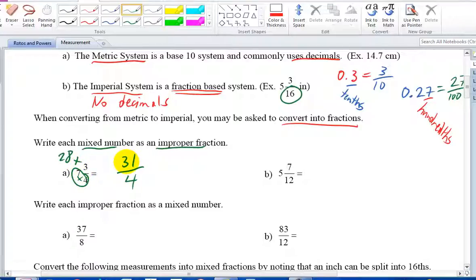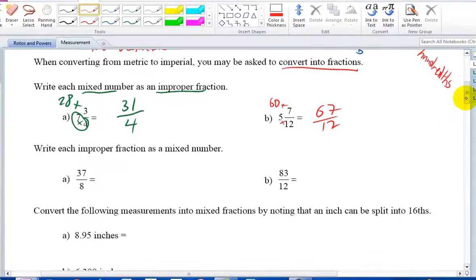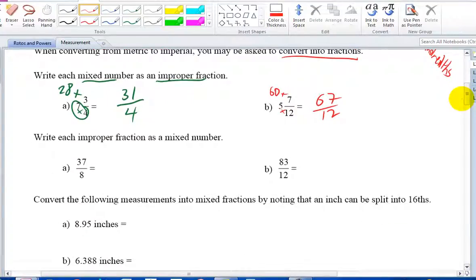Okay. Convert B by yourself. Go. Don't use your calculator for 5 times 12, please. That's 60. So it's 67 over 12. Okay. Any questions? Good. Going the other direction now is a little bit harder.